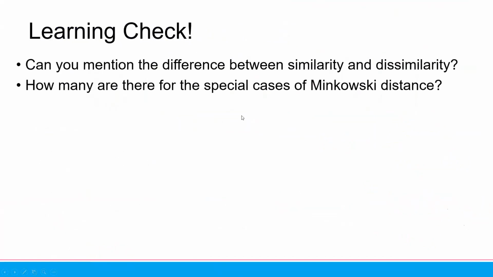Okay, learning check. Can you mention the difference between similarity and dissimilarity? For the similarity, the higher value is more alike. Okay, and usually we have the value between 0 and 1.